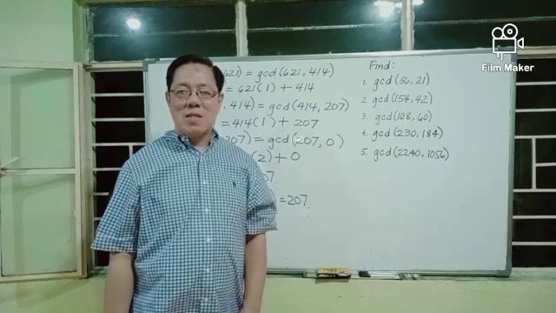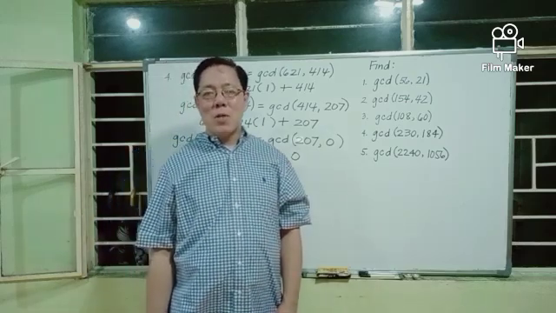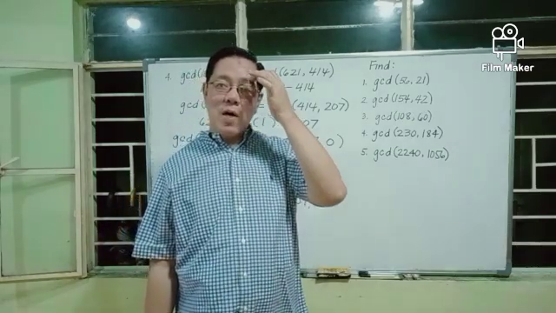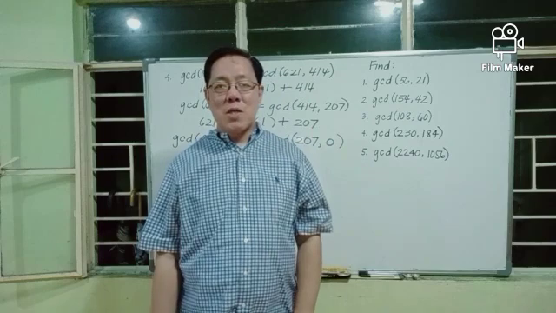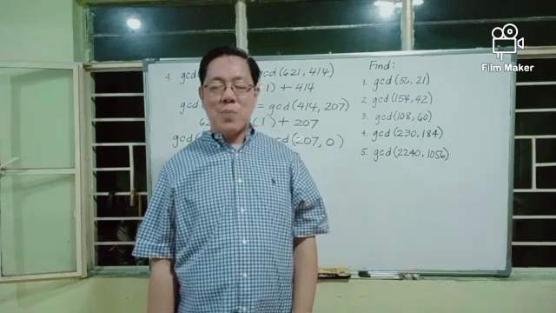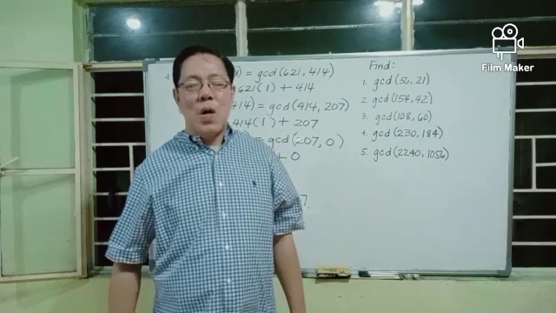And that completes our lesson for today on the Euclidean algorithm, the method for finding the greatest common divisor of two integers a and b, where a is greater than or equal to b and b is greater than or equal to 0.